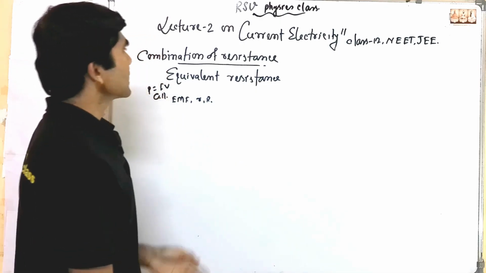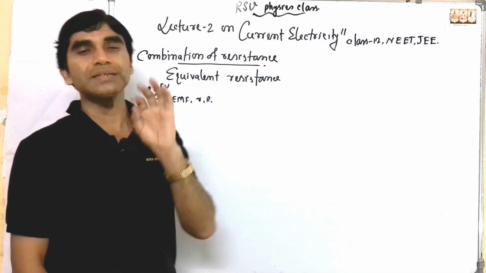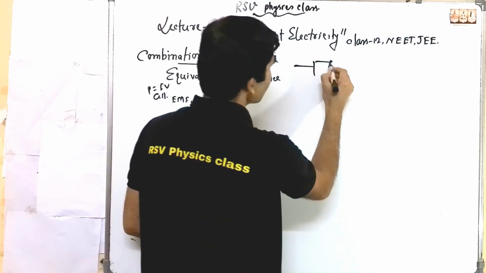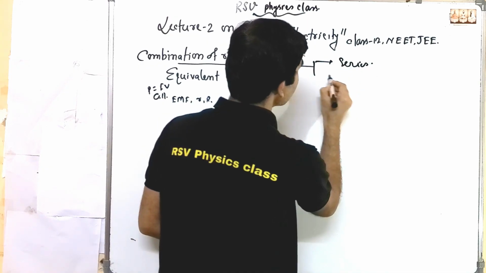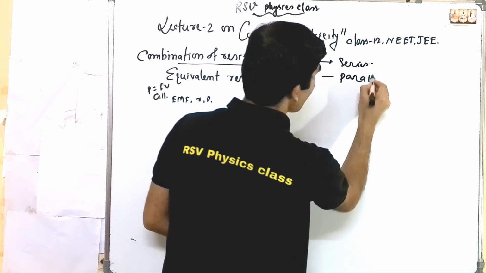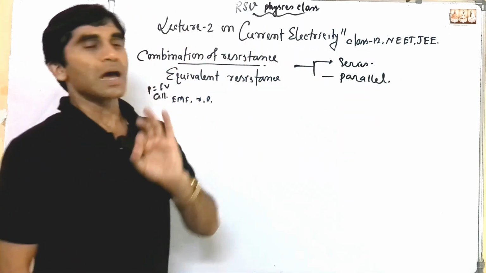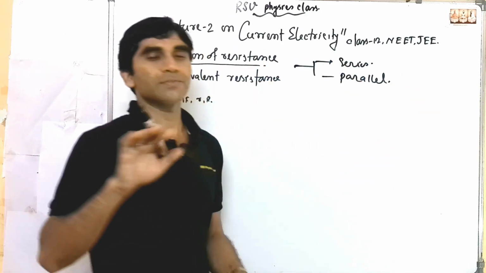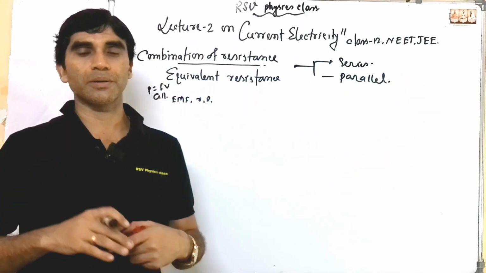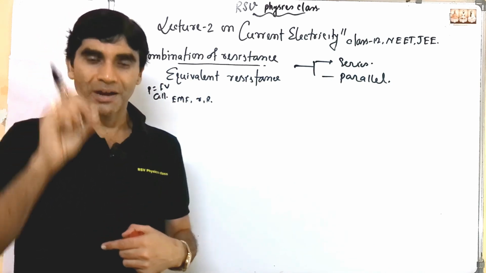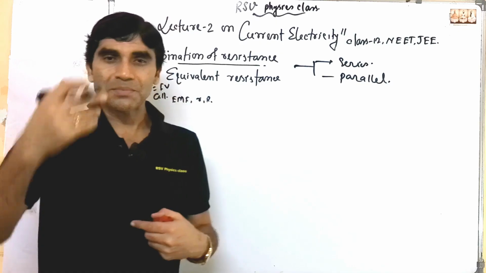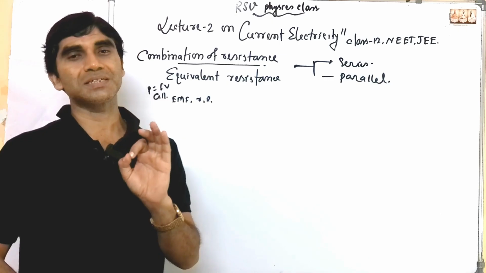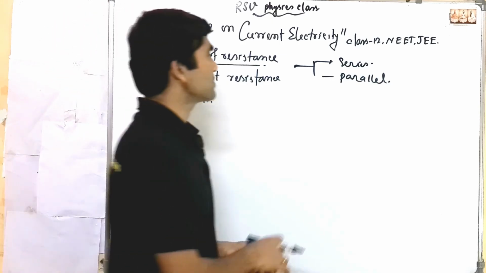Okay. So basically in this class I will be discussing the combination of resistances. Different combinations in series and parallel. And what is the equivalent resistance? Resistance is very useful in different circuits. You have to put resistances in different combinations, sometimes in series, sometimes in parallel. So we have to calculate the equivalent resistance in series and parallel. So these are the basic things.